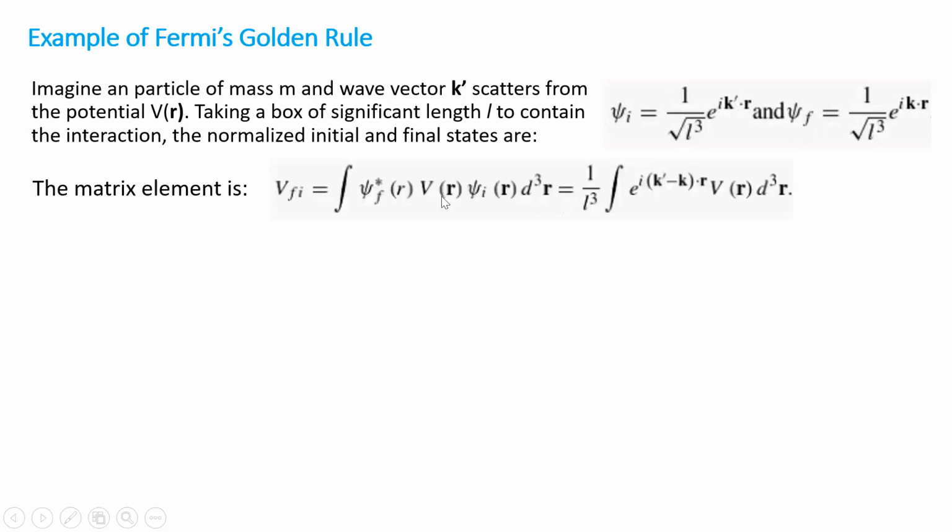Okay, so the matrix element we're looking for is V_fi, which would be the integral of psi_f star V psi_i. That's the matrix element written out in integral form. If we take psi_f, the e to the i k becomes e to the minus i k, because it's psi_f star. So we get e to the minus i k dot r. Here's our e to the i k dot r here.